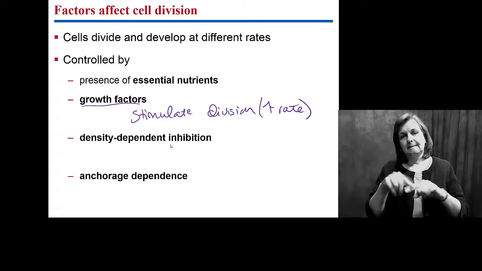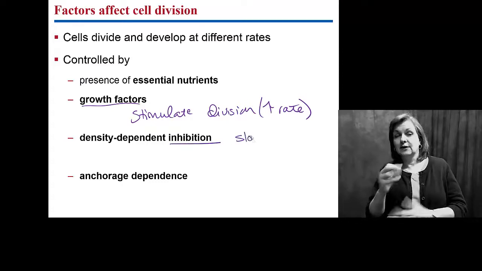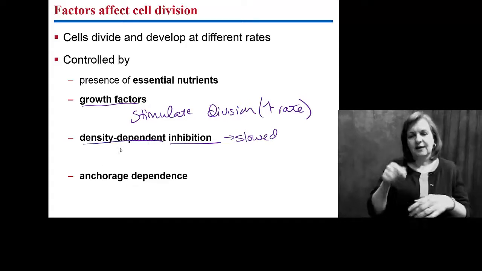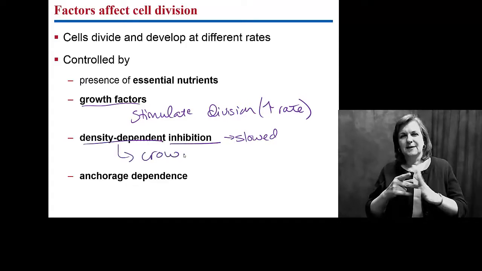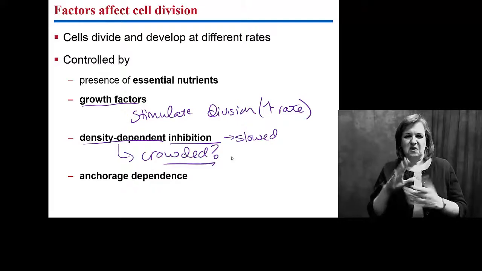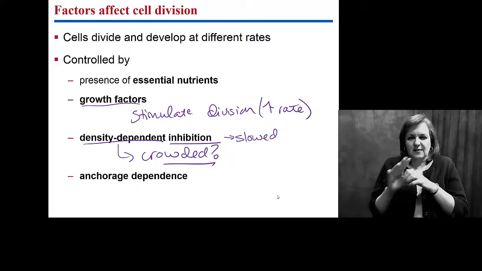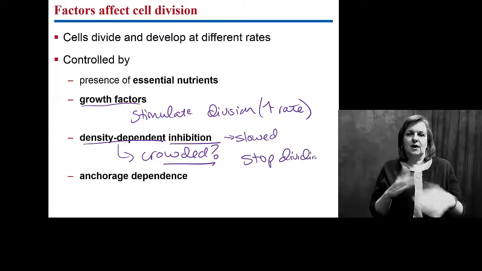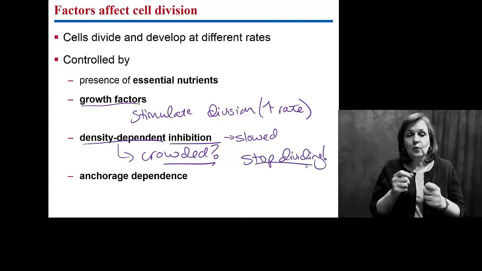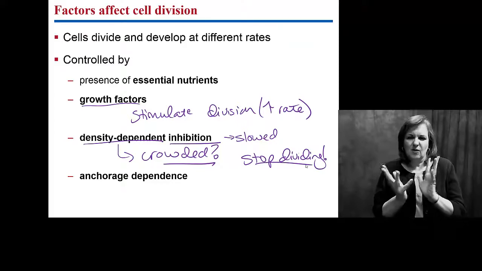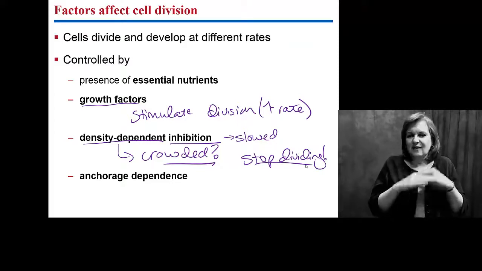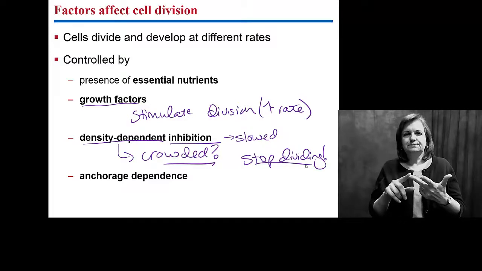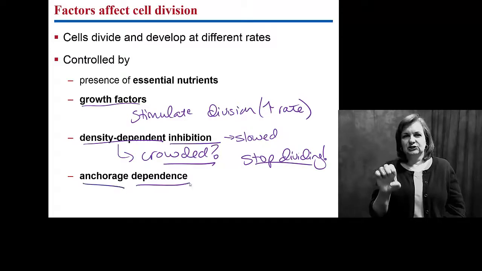Density-dependent inhibition. If something is inhibited, it's slowed, right? Density-dependent. Well, this means, are you crowded? Cells don't like to be crowded. If they're crowded, they'll actually stop dividing. This is good because we don't want the cells to run out of nutrients. We don't want them to be crowded and uncomfortable. We don't want toxins to build up because they're too close together. So this is okay.